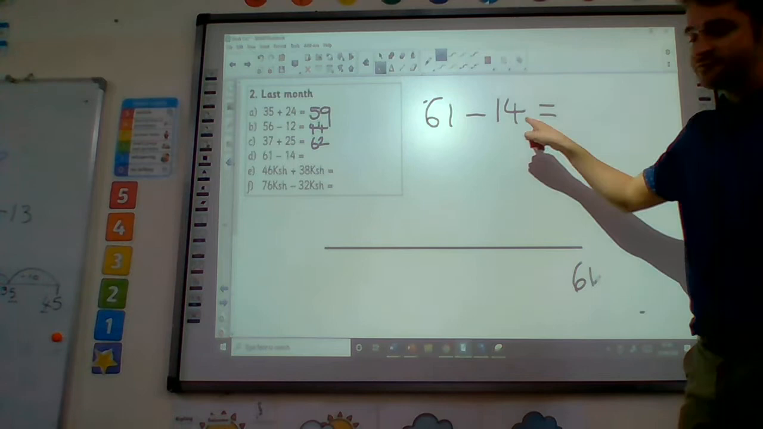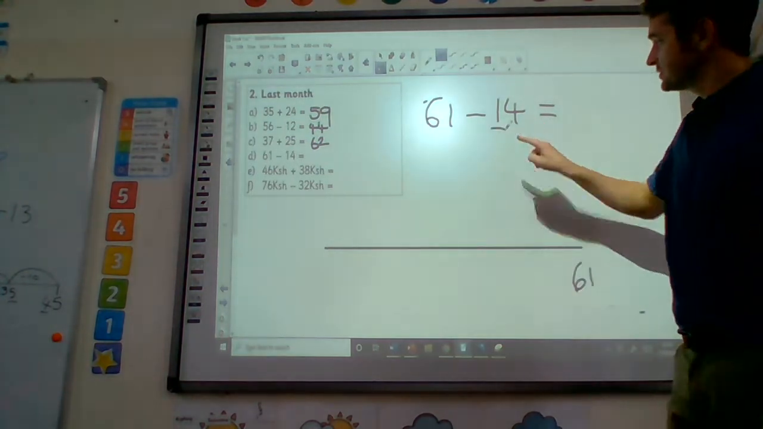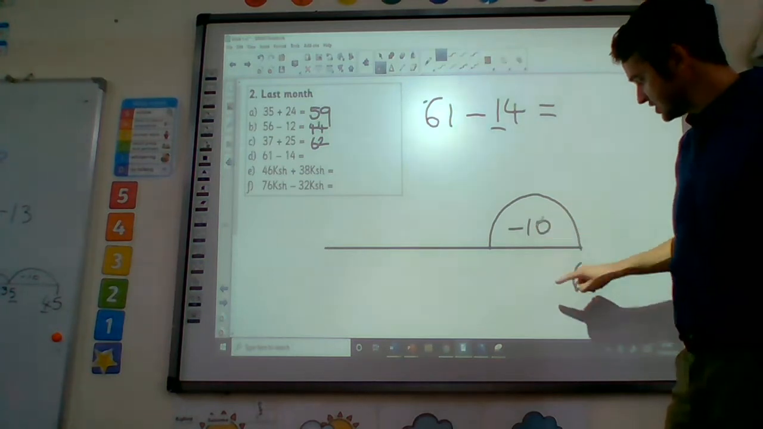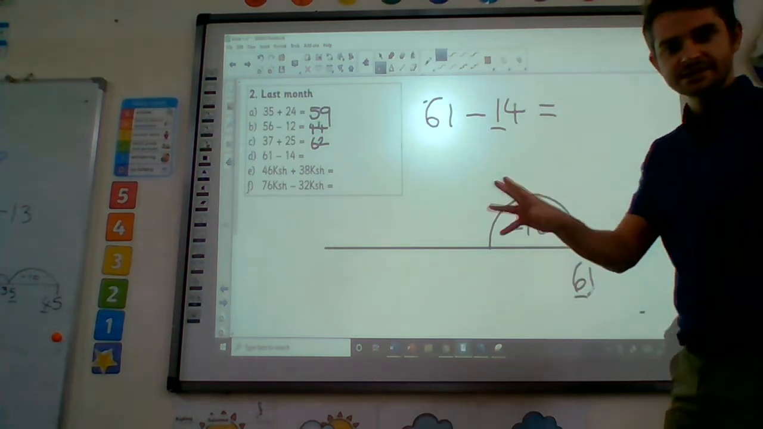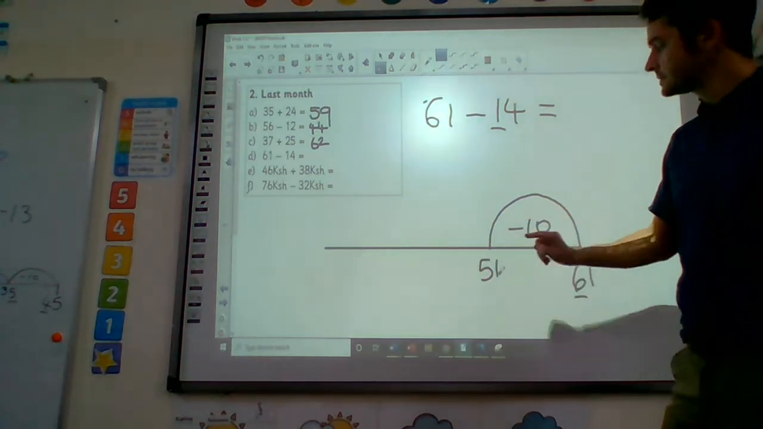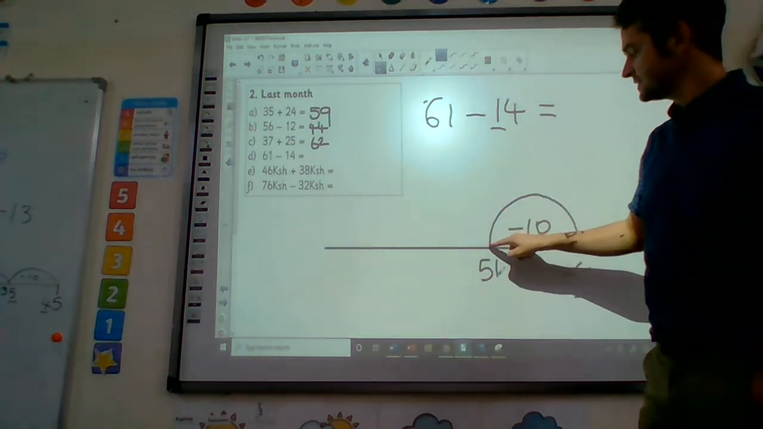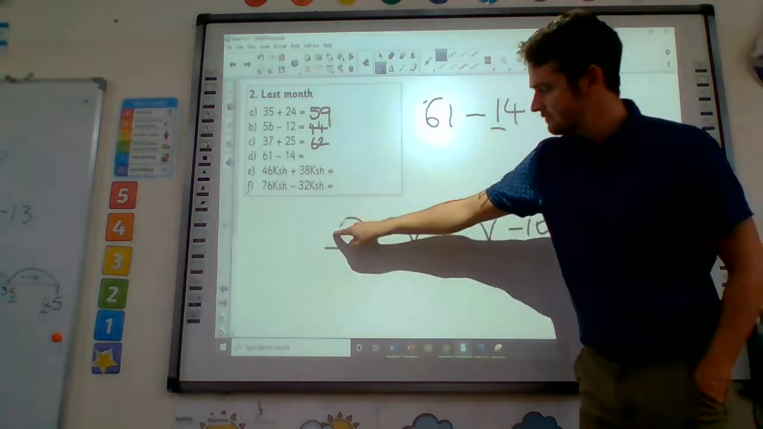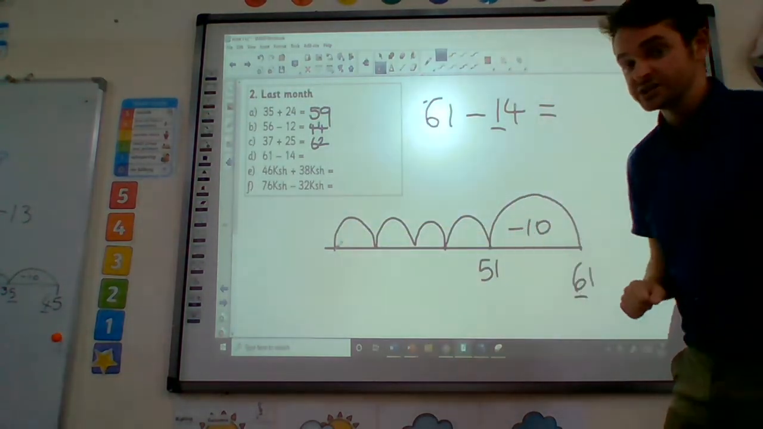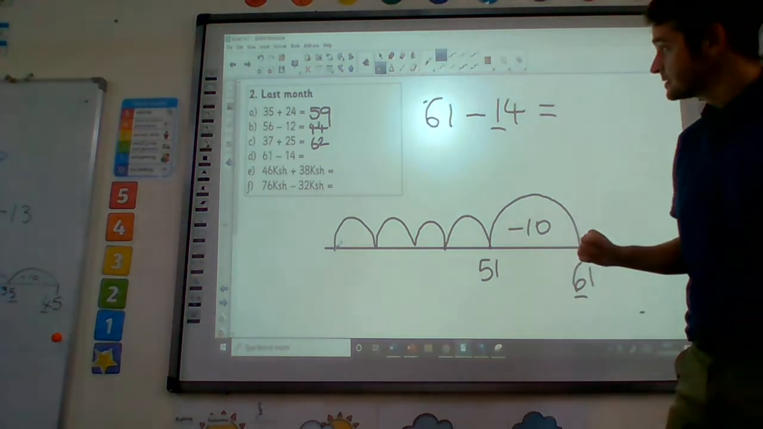61, take away 14. Well, we're going to do one jump of 10. Hopefully yours looks like this too. Take away 10, and we're changing the tens. We had 6, I took one away, we've now got 51. 51, 61. Okay. Now 4 ones. 1, 2, 3, 4. I could write take away 1 in all of these. I'm not going to. I'm going to save myself some time today.